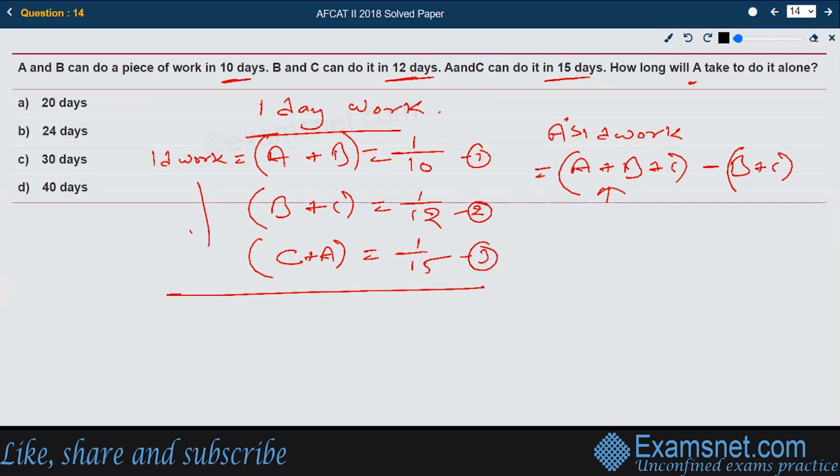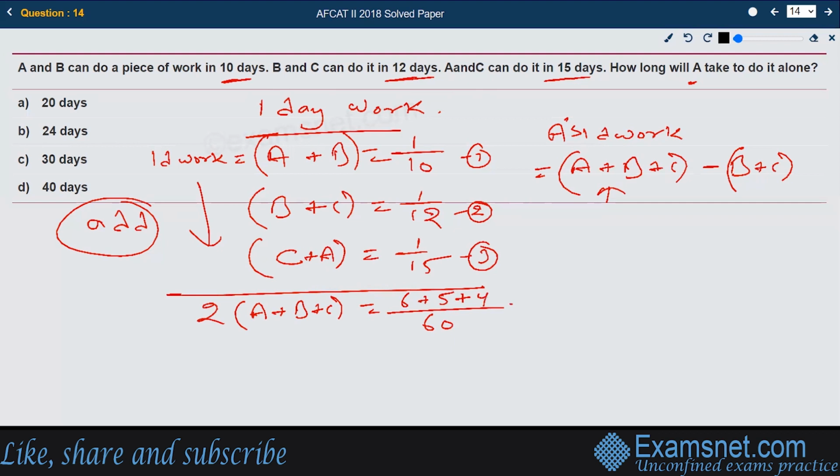If I add all these three equations, what do I get? Twice, because each variable has been used twice. So it's going to be twice of A plus B plus C. If I add them, the LCM being simply 60. So how much is it? 10 goes 6 times, 12 goes 5 times, and 15 goes 4 times. So this is giving me 6 plus 5 plus 4, 15 by 60. If I cut this, this comes out to be 1 by 4. Twice of A plus B plus C is 1 by 4.